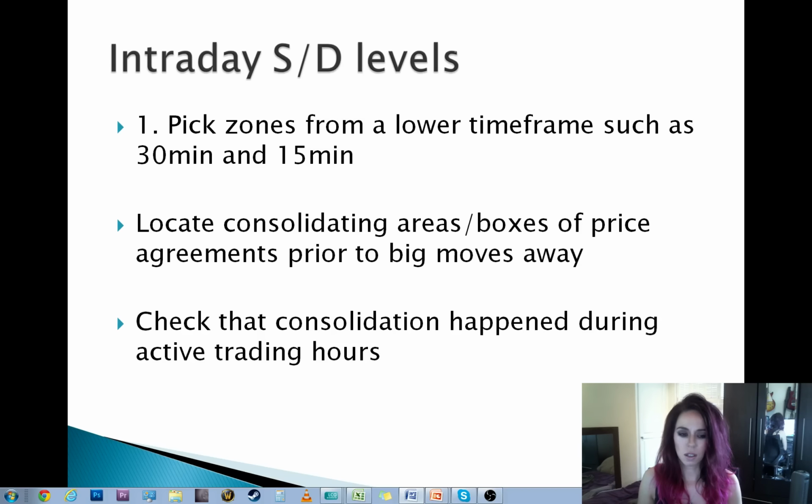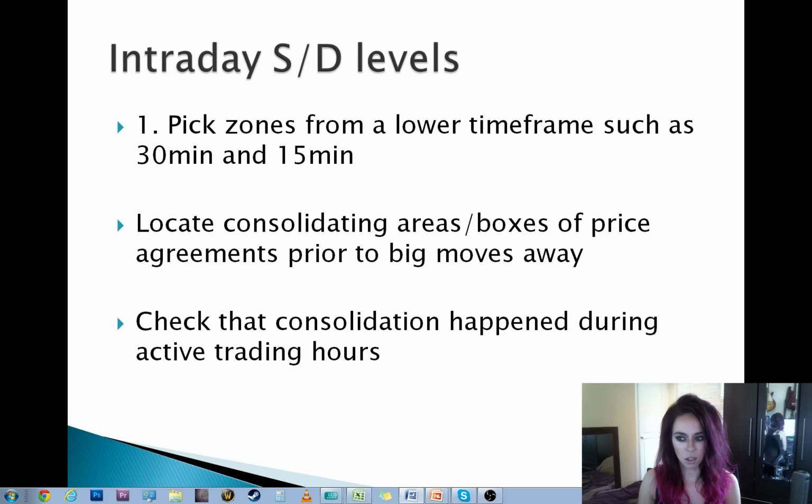Now, I wouldn't recommend going all the way down to 5 minutes because there's still quite a lot of noise there. And while there is a way to trade that, you would need a very solid understanding of how lower time frames interact with higher time frames. So for now, for this first technique of supply and demand intraday trading, let's stick to 30 minutes and 15 minutes.